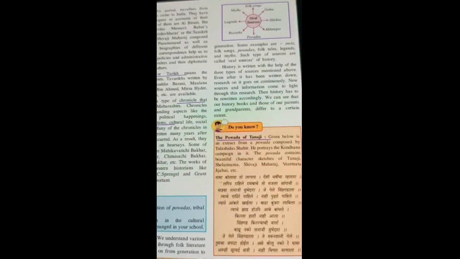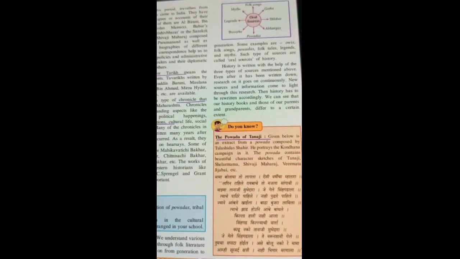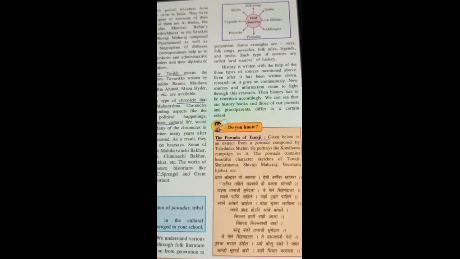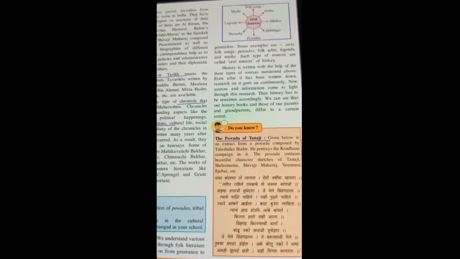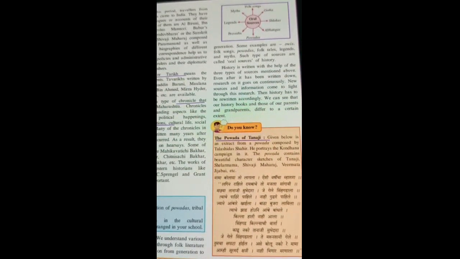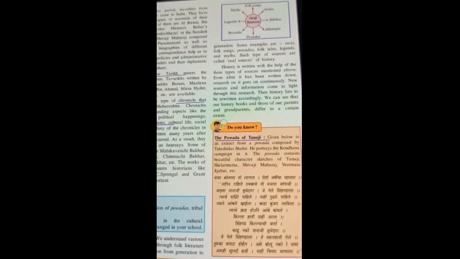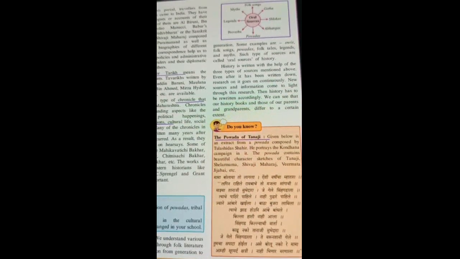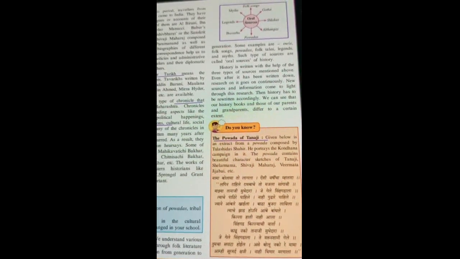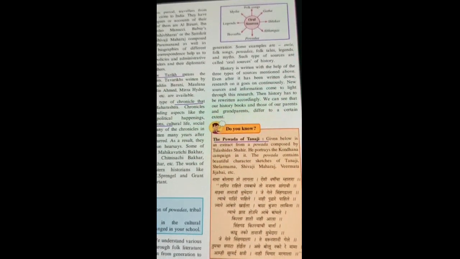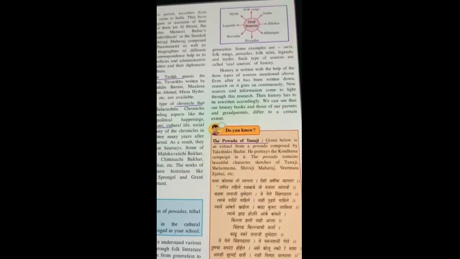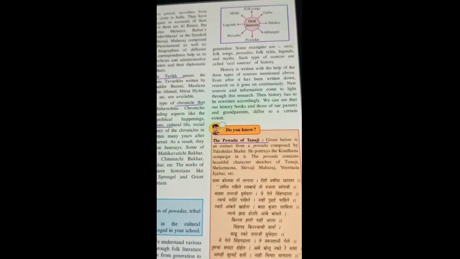Here, girls, I would like to bring to your notice that history is written with the help of the three types of sources mentioned. But the research goes on continuously, and new sources and information come to light through this research. And therefore, certain aspects of history are rewritten accordingly. So we can see that our history books and those of your parents or grandparents may differ to a certain extent.